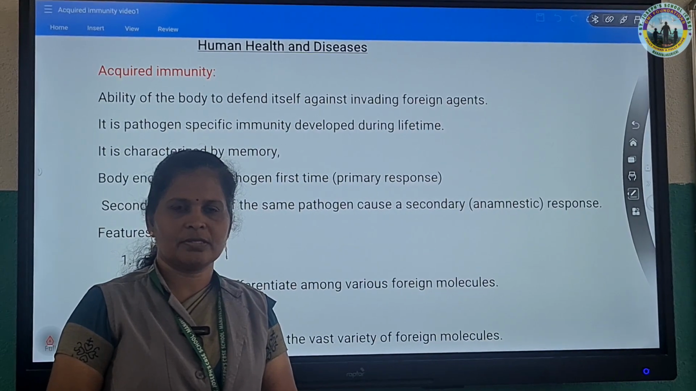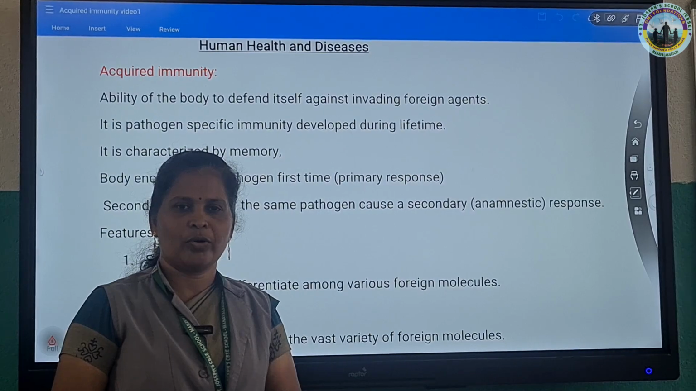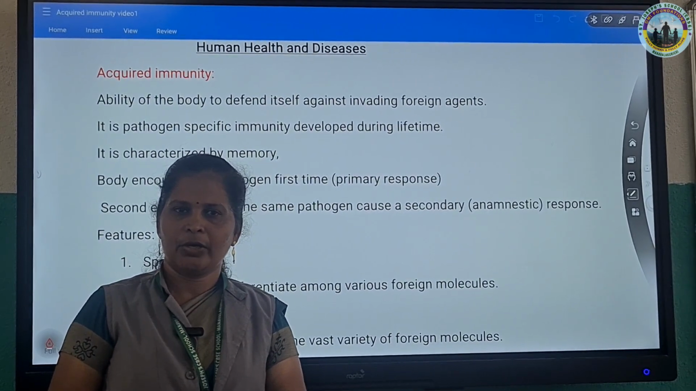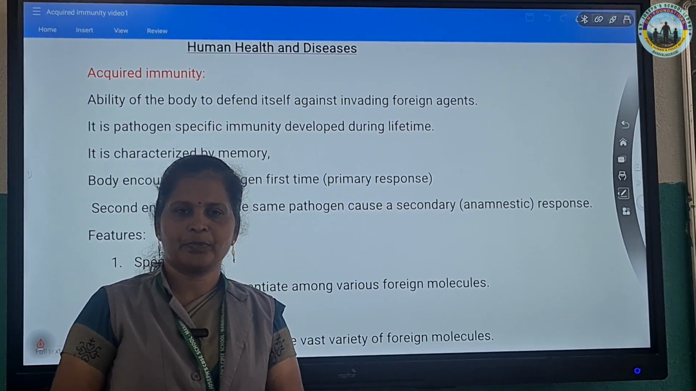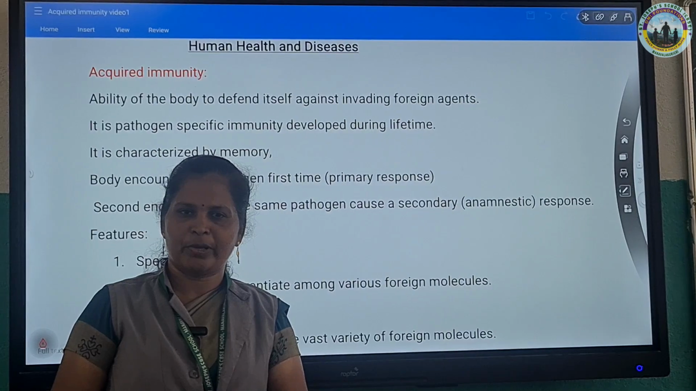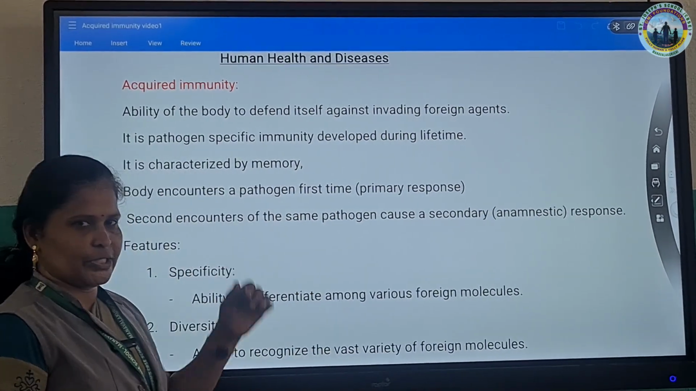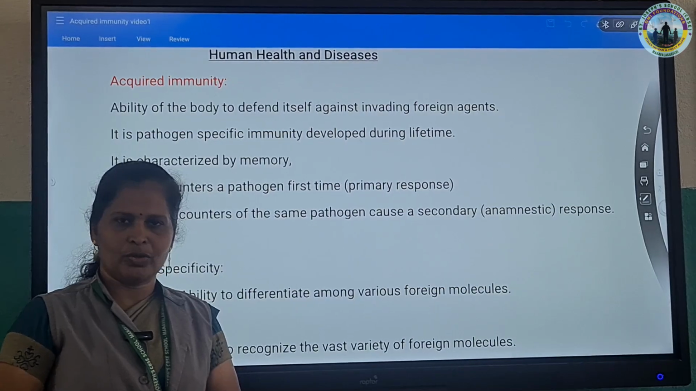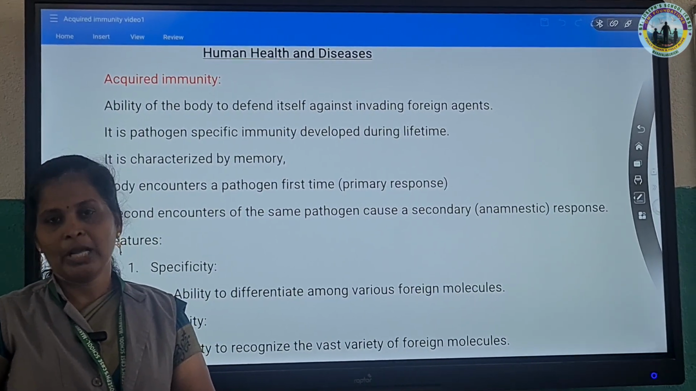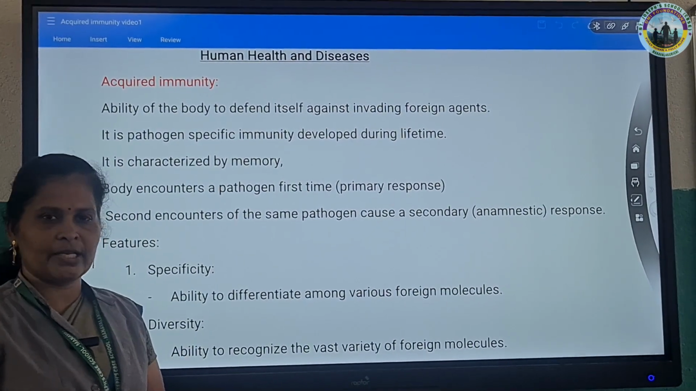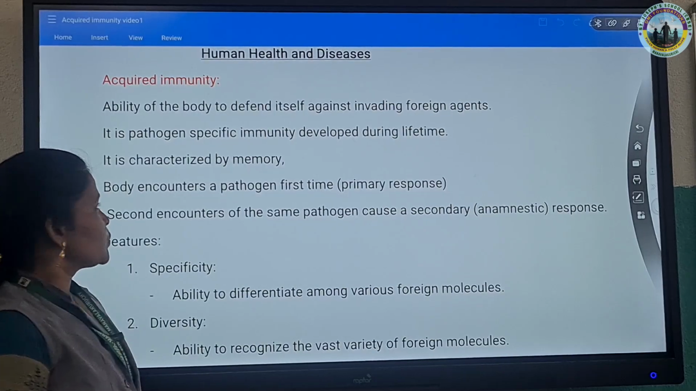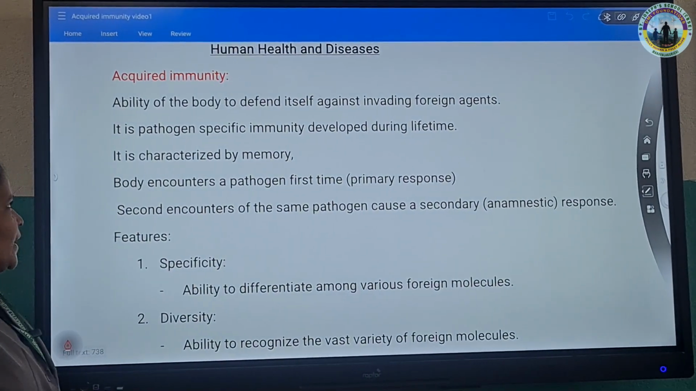Good morning, students. Today we are going to learn the topic human health and disease. We already studied what is meant by immunity. Now we are studying acquired immunity. First of all, we should know what is meant by acquired immunity. Acquired immunity is what we get after birth. So here you can see the definition of that.